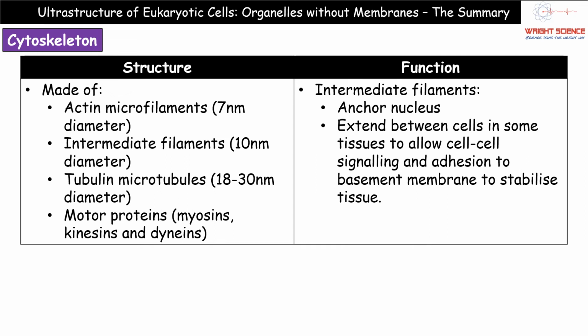We also find these intermediate filaments are able to extend between cells in certain tissues, and that means that those individual cells now have a method of communication. They can use this cell-to-cell signaling. So this gives them a communication network within that tissue itself. We also find that that extension between those cells in certain tissues allows it to anchor down these tissues onto the basement membrane. So what it does is it helps to stabilize the whole tissue through that process of adhesion to the basement membrane there.